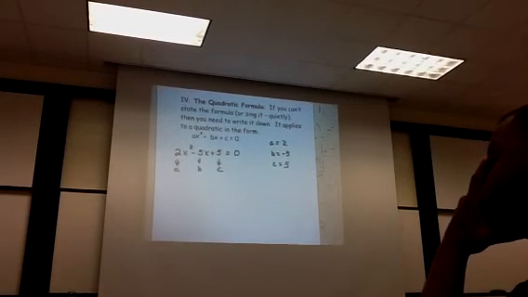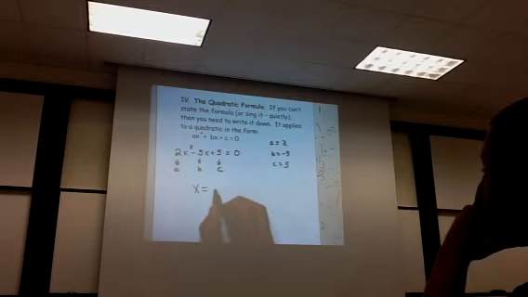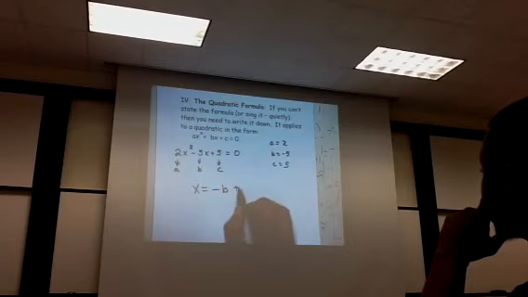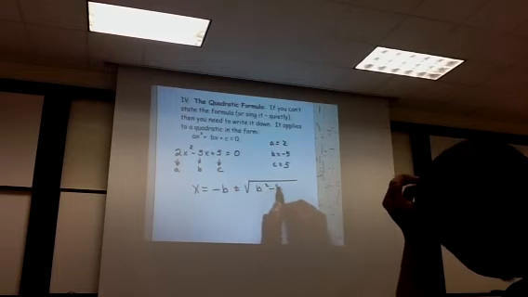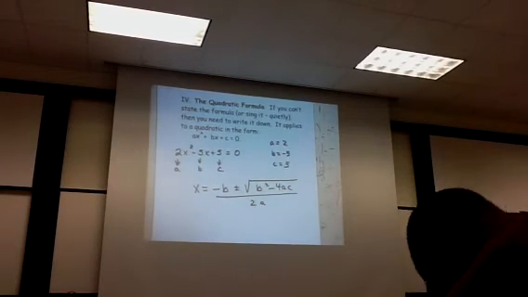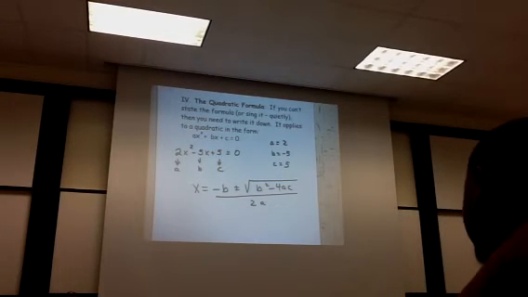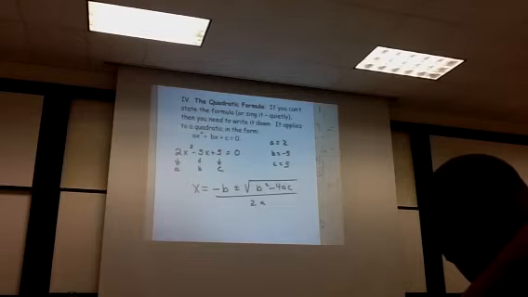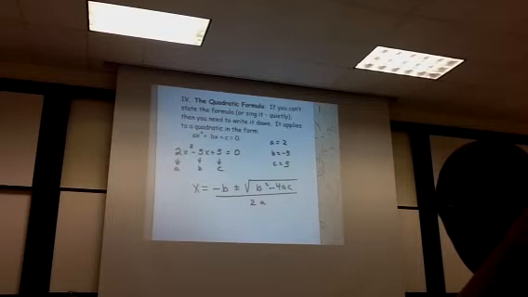Are we okay with A, B, and C? Because the formula is chock full of them. It says x equals, somebody start me out here. -b plus or minus the square root of b squared minus 4ac, all over 2a. That's it. And that you should either memorize, put on your 3x5 card, or tattoo to your wrist. Because you will definitely need to know that.